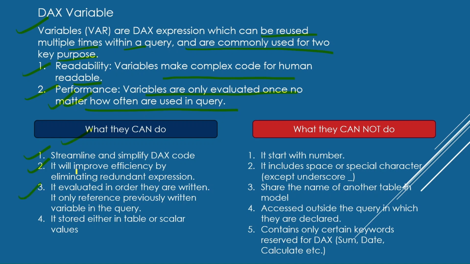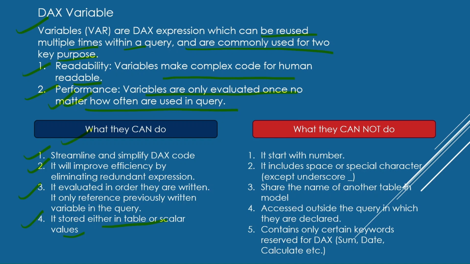It evaluates in the order they are written. It only references previously written variables in the query. So suppose there are multiple variables written in a particular DAX query. It will evaluate them in the order in which they are written, and it only references the previously written variables in the query. It is stored as either a table or a scalar value. So it depends upon you how you are going to store that DAX variable.